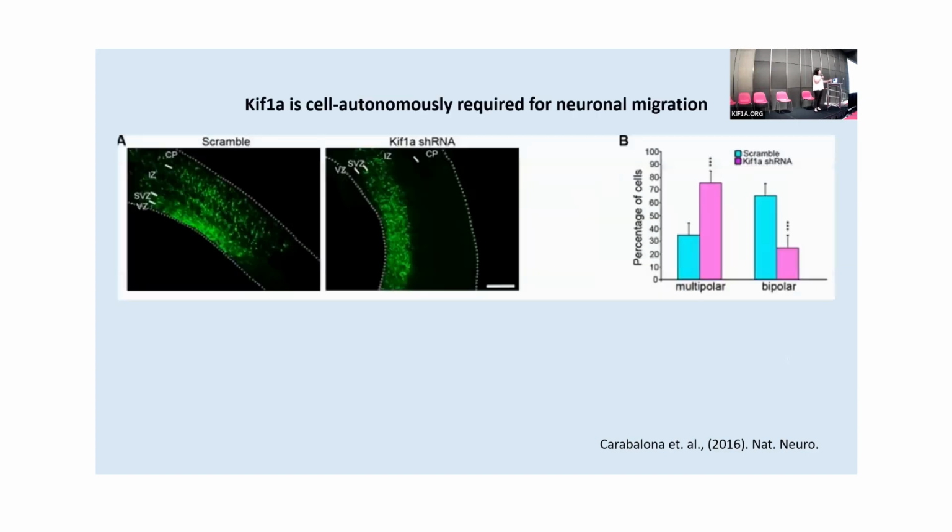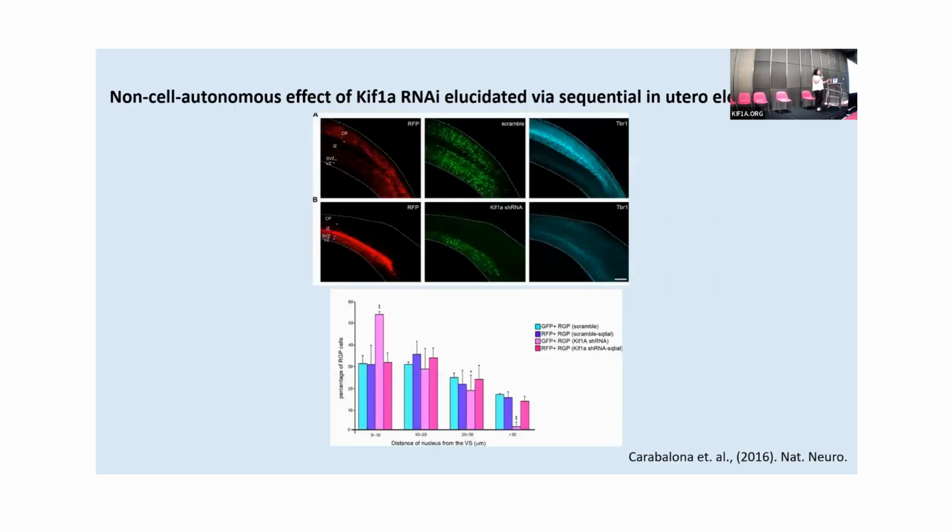And as a result, the middle panel shows the green cells that are stuck. The cells are not able to migrate. Interestingly, not just the cells lacking KIF1A are not able to migrate, but the neighboring cells which have KIF1A are also stuck. Those are in red color here. And that tells you that there is some kind of communication going on between the cells that are lacking KIF1A and the neighboring cells that do have KIF1A.